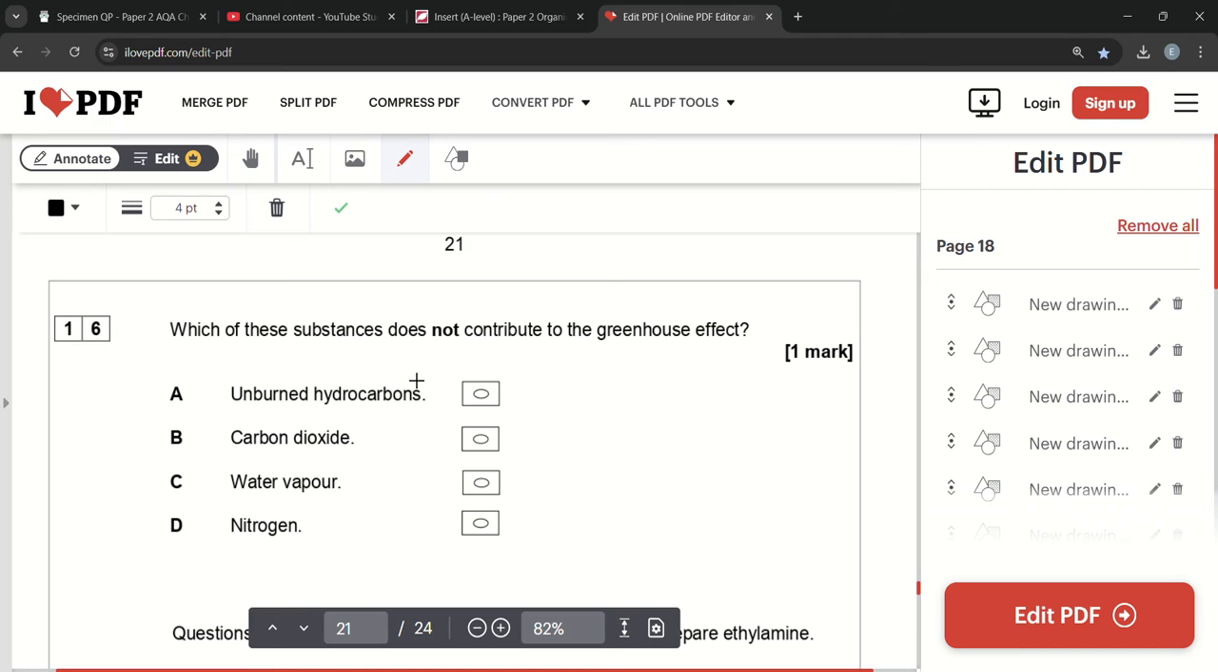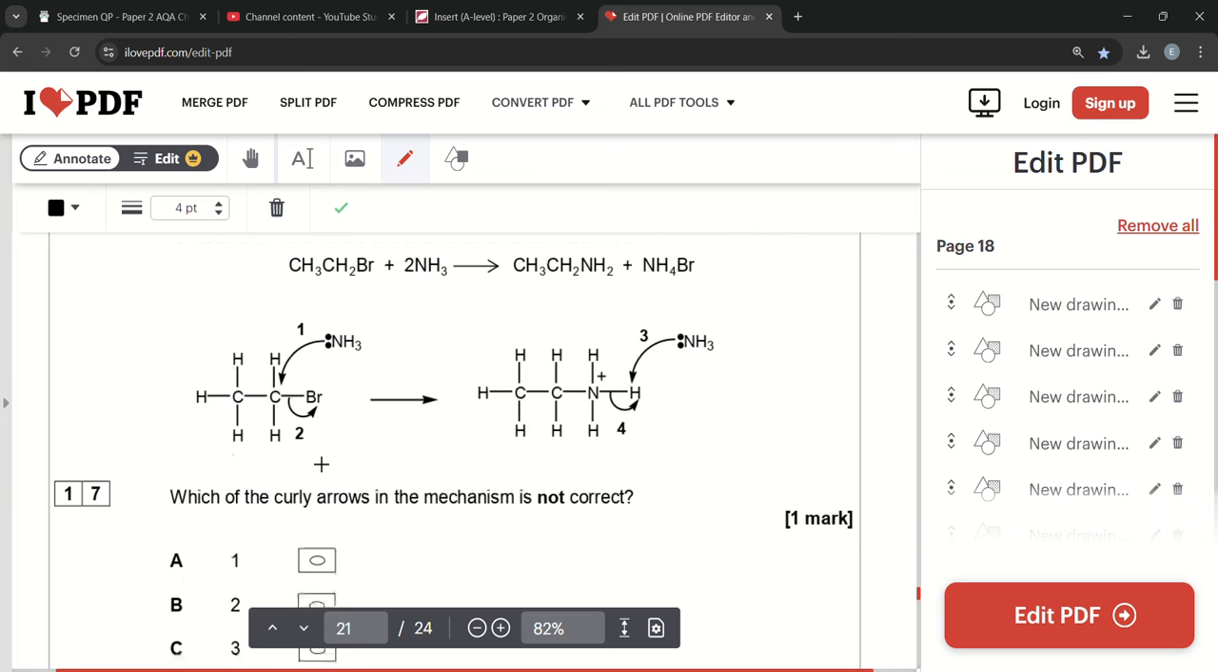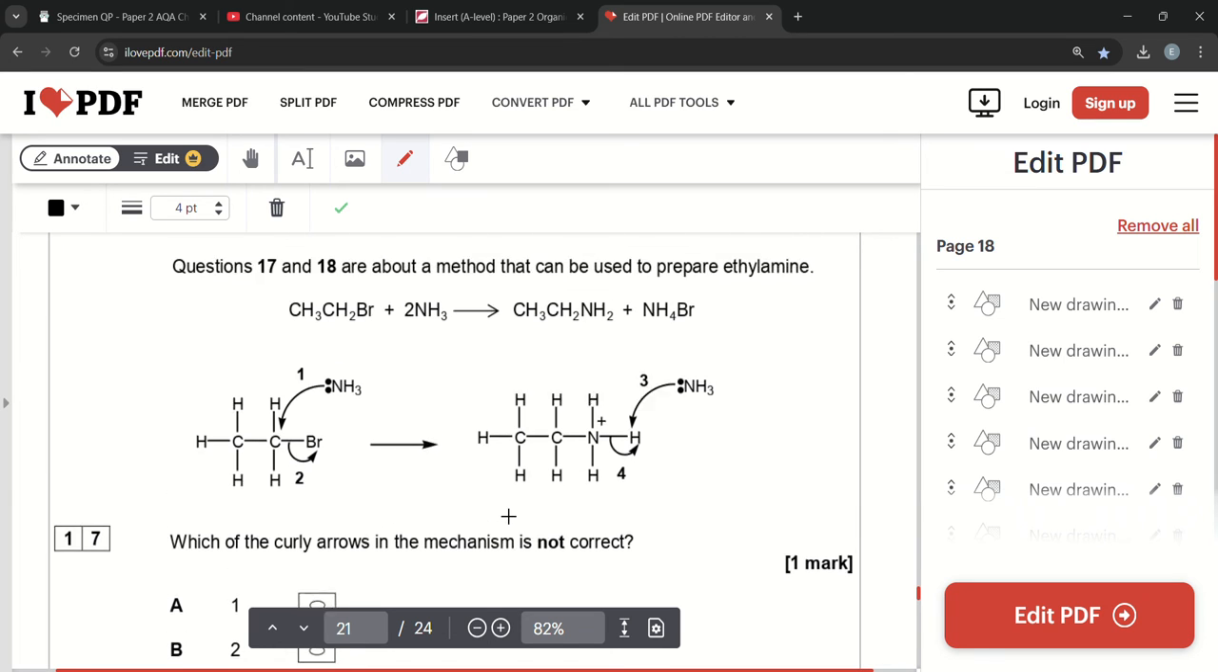Which of these substances does not contribute to the greenhouse effect? Unburned hydrocarbons, carbon dioxide, water vapor, nitrogen. It is nitrogen. Unburned hydrocarbons will, carbon dioxide will, water vapor will, nitrogen will not. Which of the curly arrows in the mechanism is not correct?